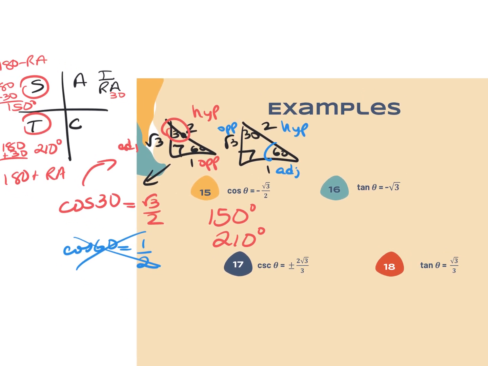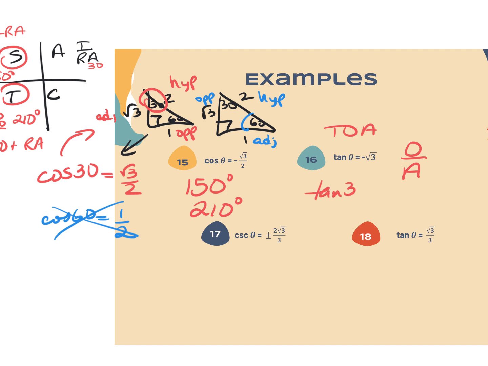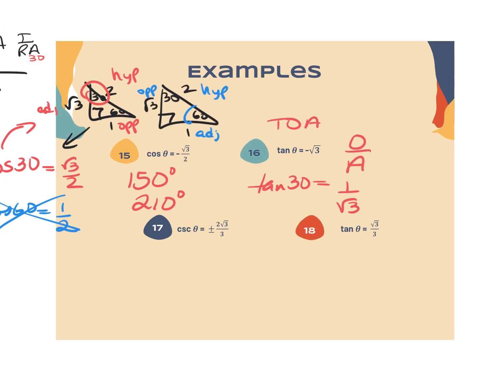So now for tangent on the next one, remember tangent, that's going to be TOA. So it's going to be opposite over adjacent, or y over x. So if I first do tangent of 30 and use the same picture I did in red, opposite of 30 is 1, adjacent is square root 3. So once I rationalize this, I get square root 3 over 3. I'm trying to get square root 3. So 30 doesn't work. So now let's try the blue picture.